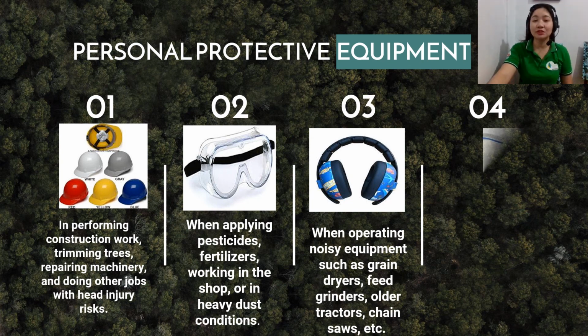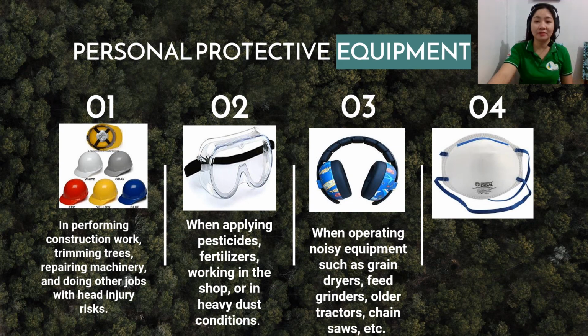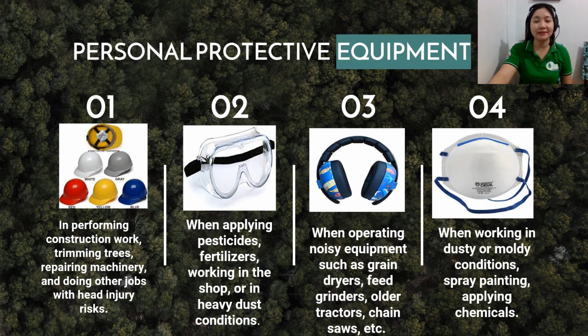We have also to protect your lungs with the correct respiratory equipment. We have the dust masks, the cartridge respirators, the gas mask, what else? Air pumps. Use them when working in dusty or moldy conditions, spray painting, applying chemicals, working in bin tanks, silos, what else? And manure storage places. Those are some of the personal protective equipment needed during farm operations.